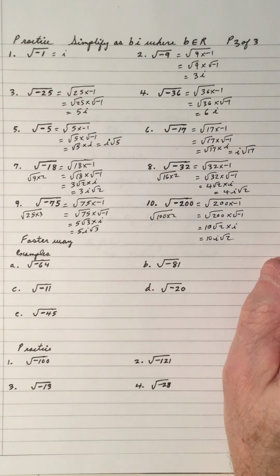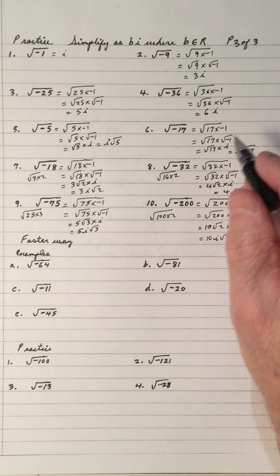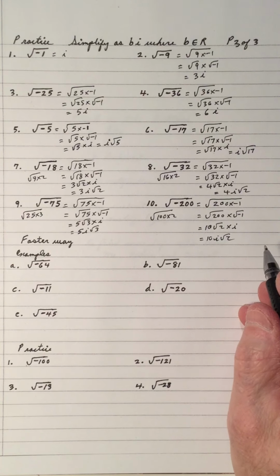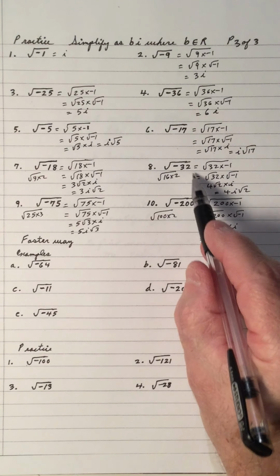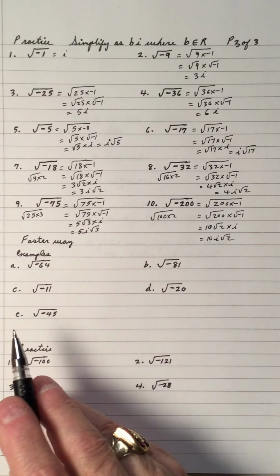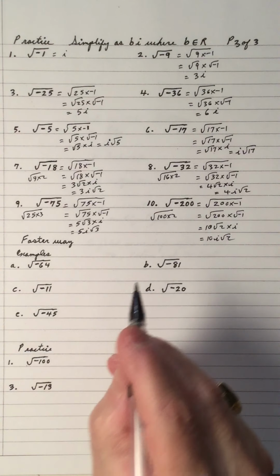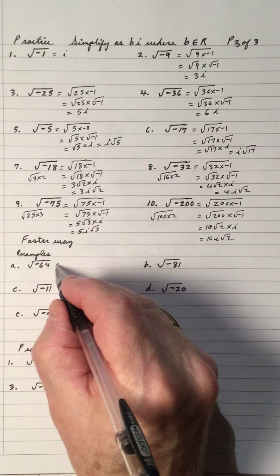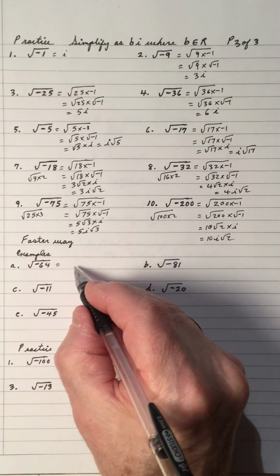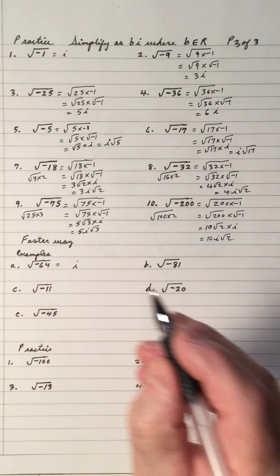Now, I'm showing you how to work these out, but we don't really have to write it down like this all the time. I'm going to take a faster way. Now that I've explained why this becomes an i because of the square root of negative 1, let's do it a faster way. Here's the faster way. Watch. Notice I have a negative number, so that means I'm automatically going to have an i.